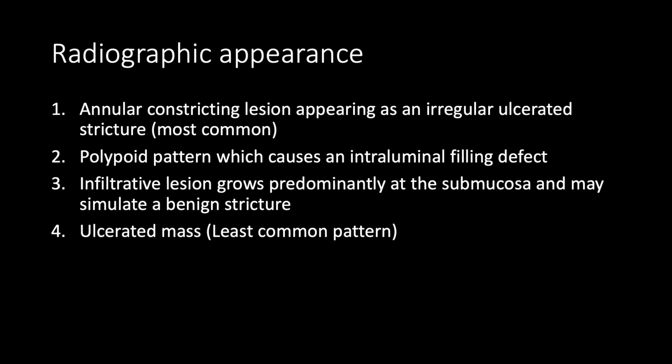So, esophageal malignancy may appear as an annular constricting lesion appearing as an irregular ulcerated stricture. It may also present with a polypoid pattern presenting as an intraluminal filling defect, an infiltrative lesion growing predominantly at the submucosa region, and lastly, as an ulcerated mass, which is the least common pattern.